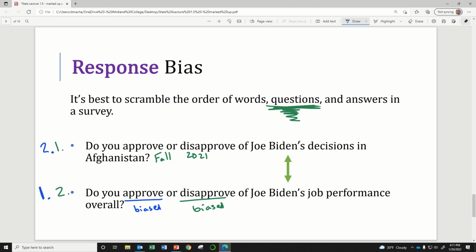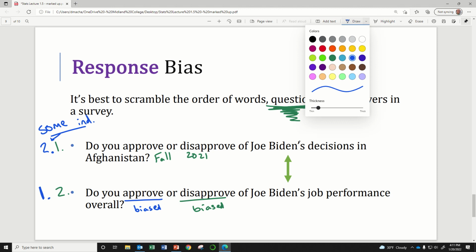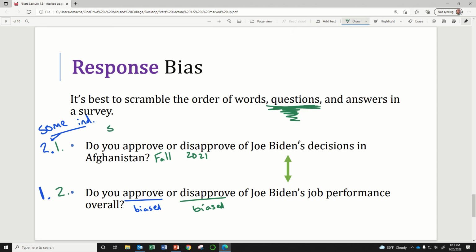So basically, what I'm trying to say is the order of questions needs to be shuffled around so that some of the individuals surveyed get the blue order, where you do the overall question first, and then the specific question second. And then maybe some individuals with a randomly scrambled set get the other opposite order, right? So it's best to scramble not only the order of words, but also the order of questions.